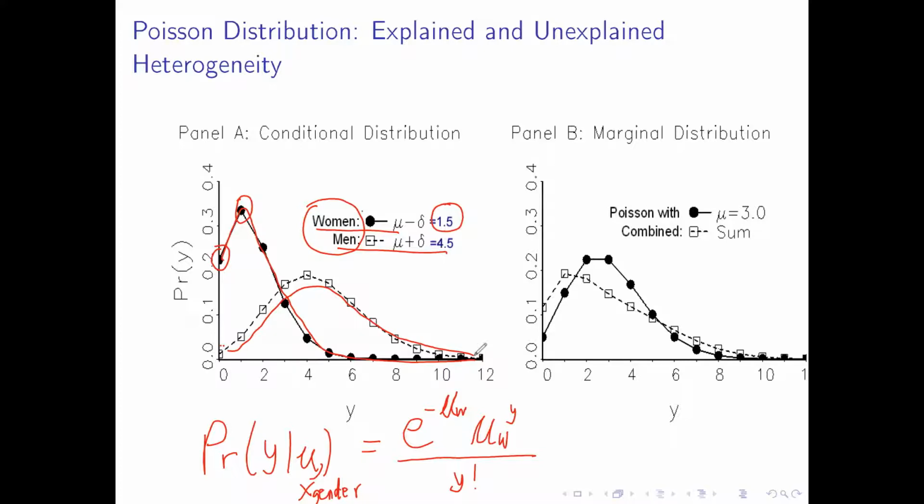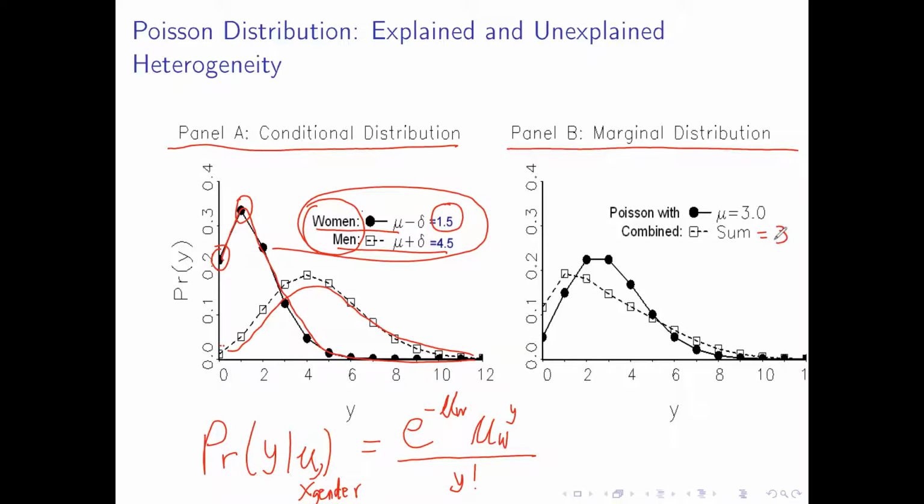And here's the difference I want to point out. Panel A is the conditional distribution. Then people say, well, what is panel B? Panel B is the marginal distribution. What we're going to do is mix these two distributions and just lump them together, assuming we don't know anything about individual respondents' gender information. What's going to happen? When we combine them, mu is going to be equal to 3, assuming equal size.